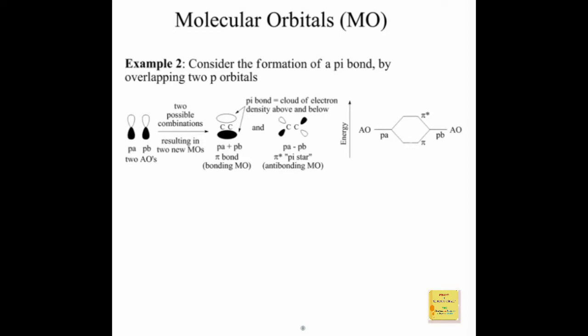So what if we wanted to form a pi bond? Pi bonds come about by overlapping p orbitals. And so now again, let's have the same idea. We bring in a p orbital from one atom and a p orbital on a second atom.